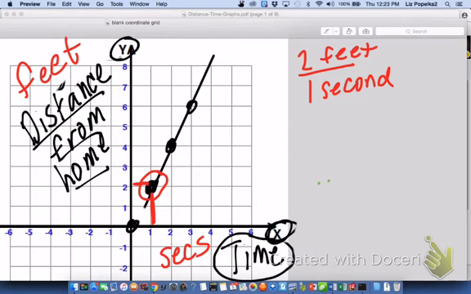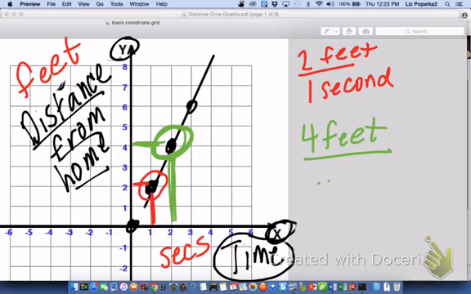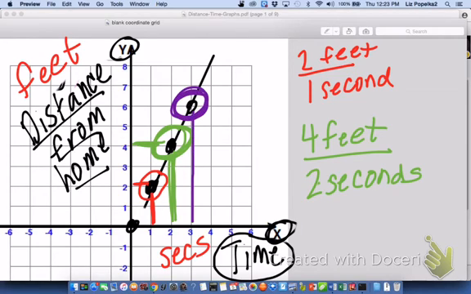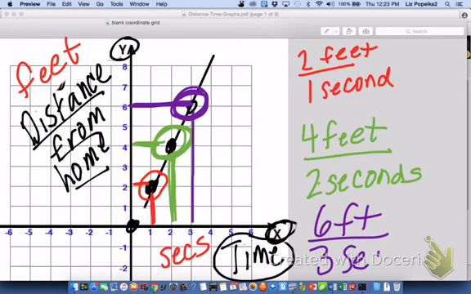Let me look at another coordinate right here. And it shows me that after 2 seconds, I have traveled 4 feet. So I'm going to write another rate. Remember, a rate is when you're just comparing two amounts. In this case, it happens to be feet and seconds. So I traveled 4 feet in 2 seconds. And let's just look at one more, just to really hit it home. After traveling 3 seconds, I have gone 6 feet. So that'll be 6 feet, I'm going to start abbreviating now, in 3 seconds.